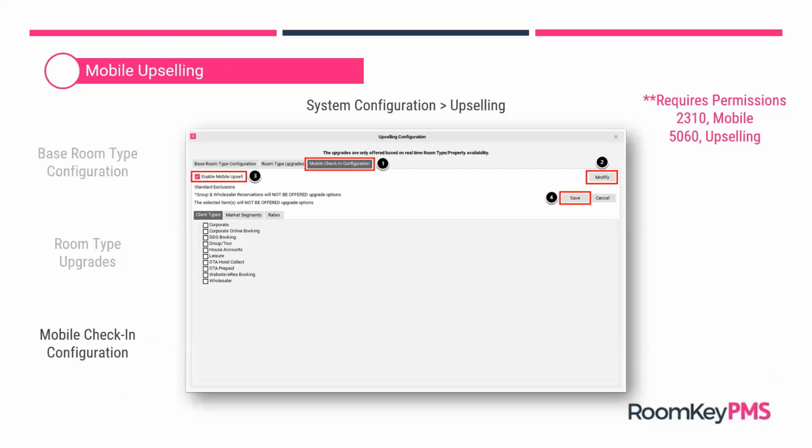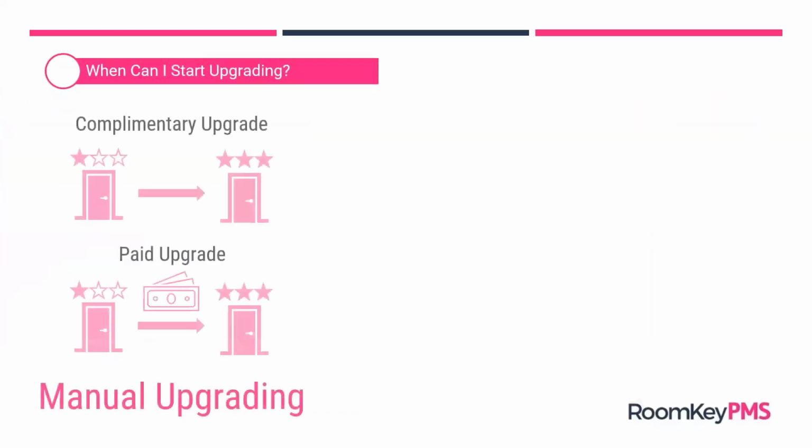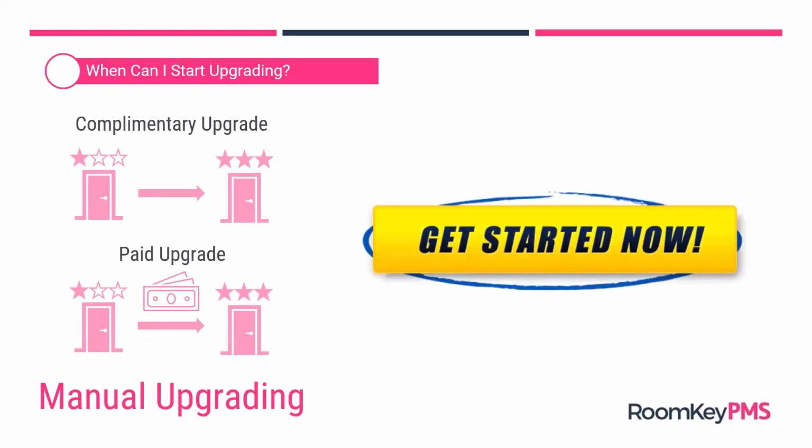So let's head back to our presentation here and talk about when you can start using these upgrading features. Of course, with the manual upgrading, whether it's complimentary upgrade or a paid upgrade, you can get started right away. These features already come standard inside each and every RoomKey database. So you will be able to utilize any of those tools, whether you're giving complimentary upgrades or paid upgrades with an incentive for the front desk team.